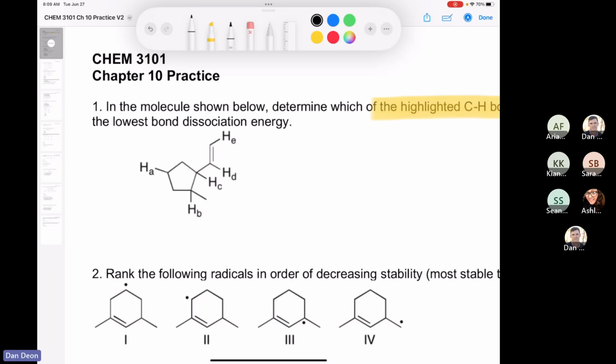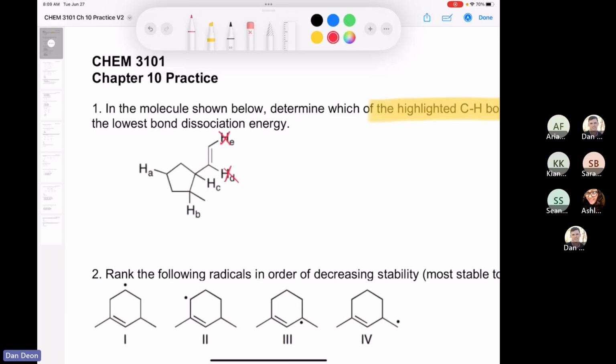Well, the first thing I noticed is that it can't be E and it can't be D, right? Because those ones are vinylic. Yeah, I see somebody put their correct answer already. These two are vinylic, so it's definitely not those. Yes, and my students clearly identified that it's this one here.